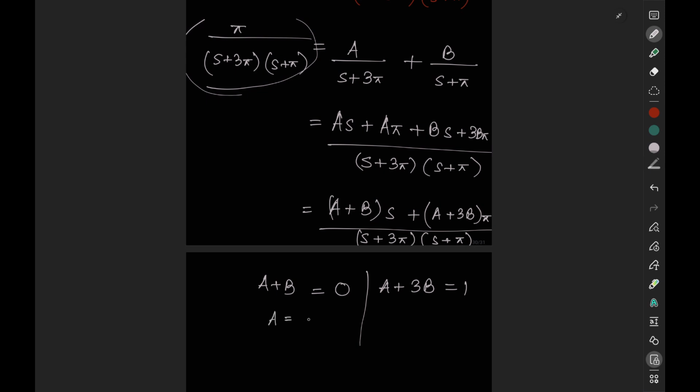From here a is equal to minus b. We can substitute it here. It becomes minus b plus 3b equals 1, 2b equals 1, b equals 1 by 2. Therefore a equals minus 1 by 2. Now we put these values in our partial fraction.